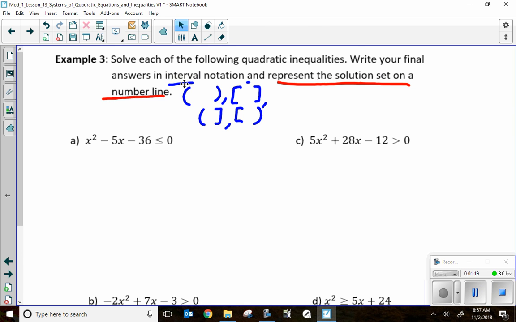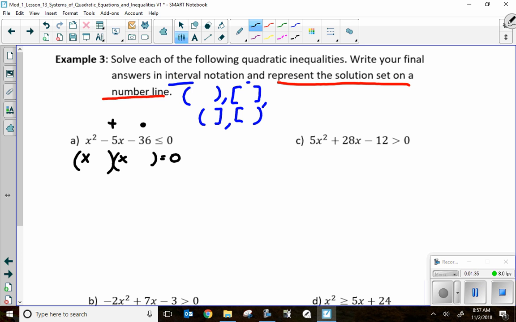I am going to solve this quadratic as though it was an equal sign here to get 2 points on my number line. So what multiplies to negative 36 that adds to negative 5? This is the product-sum method. And I would say that is negative 9 and positive 4. And if I T-bone that, I get x equals 9 and x equals negative 4. Now these two numbers become the two points on my number line.